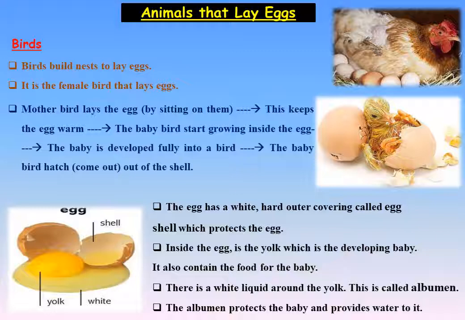Now another important thing is this yolk. What is yolk? Yes, the yellow part. It is the yolk that will become the baby. In the case of a bird, the yellow part will become a bird. If it's the egg of a chicken, then the yellow part will become a chicken.